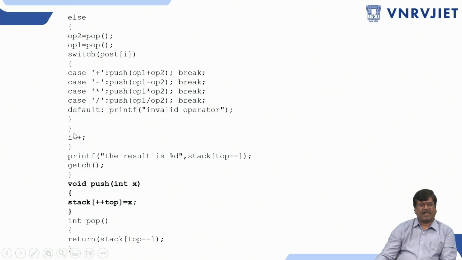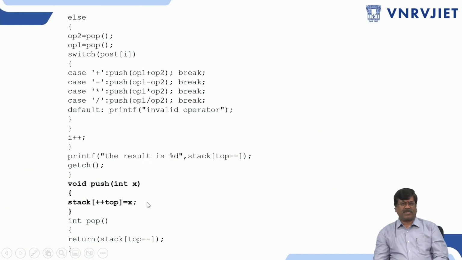So I am incrementing the I value for the next character of the postfix. Finally, that stack will have the result. So I am going to print the final result of your postfix expression here, and this is your push operation, how exactly we can insert data to the stack, and this is the pop function where exactly you are removing data from the stack. So these are the steps we need to follow. So this is a simple implementation of the postfix evaluation algorithm by using C programming.